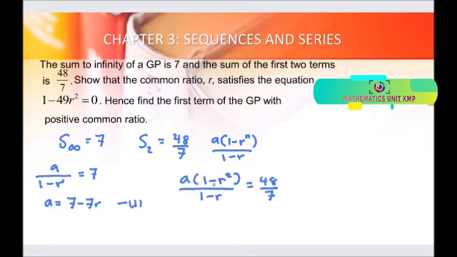Next, we can factorize 1 minus R squared. We will get 1 minus R multiply 1 plus R over 1 minus R equal to 48 over 7. And we can cancel 1 minus R here, and we are left with A multiplied with 1 plus R equal to 48 over 7. So this will be the second equation.